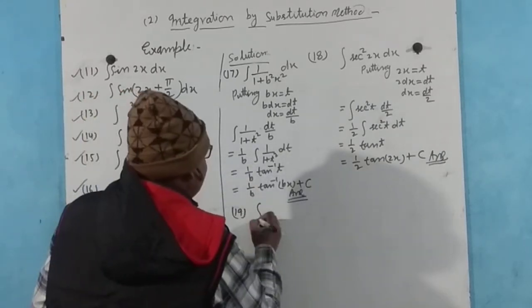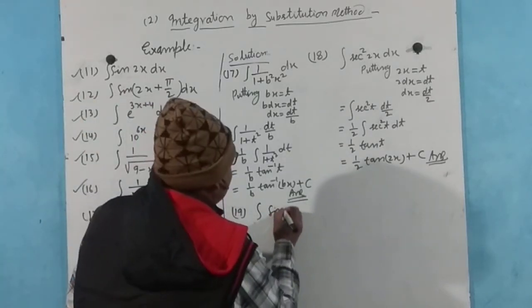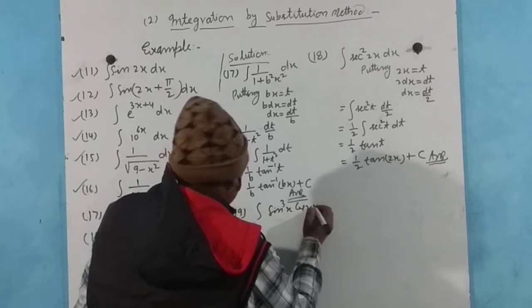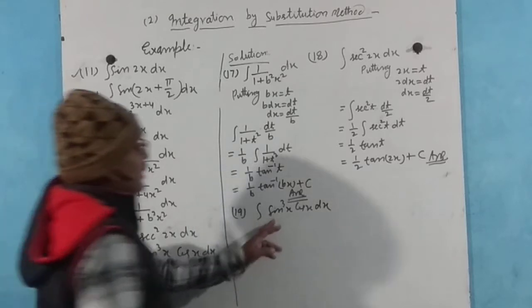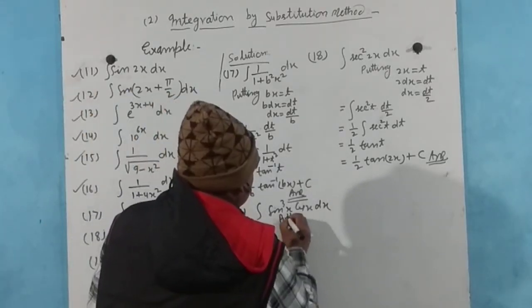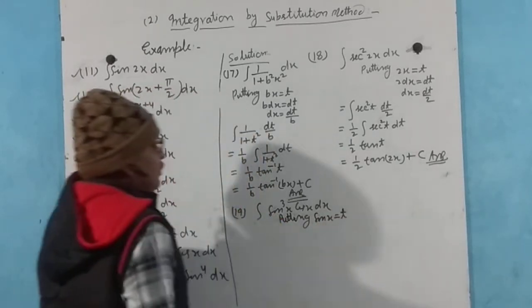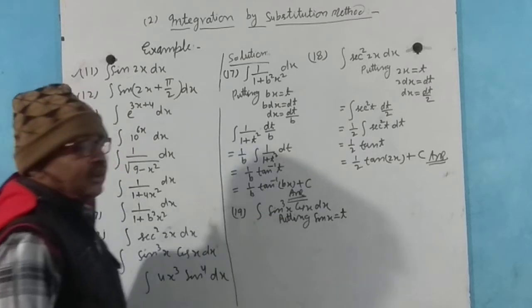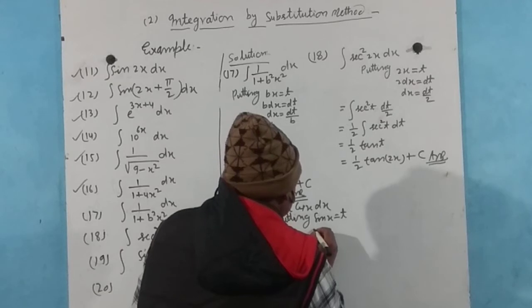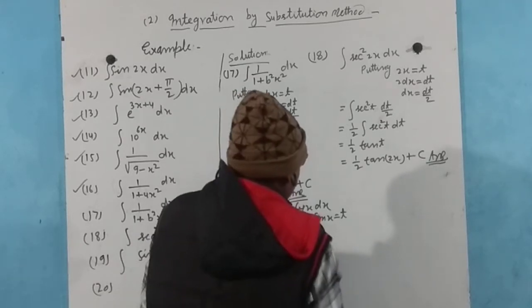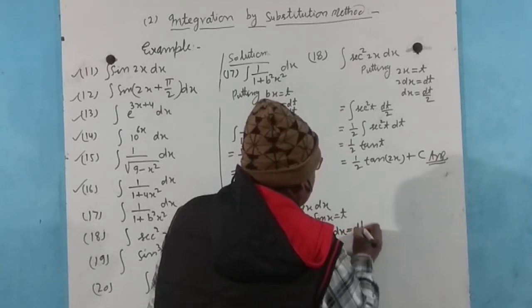Integration of sin cube x cos x dx here. In this case, putting sin x equal to t, so that differentiating it, cos x dx equal to dt here.